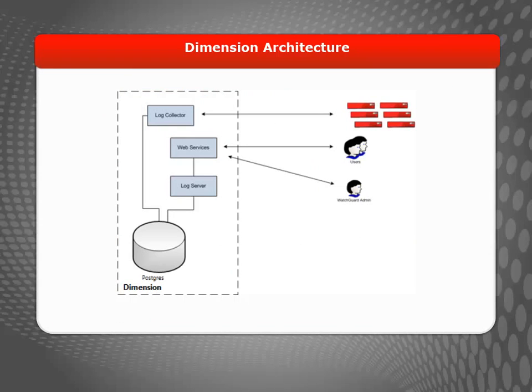How does Dimension work? The Dimension Log Collector receives logs from your network security devices. Your users can connect to the Dimension Web UI to view and interact with dashboards and reports based on that log data. The administrator can also use the Web UI to manage the Dimension deployment and backend database, which acts as the centralized storage location for the log and reporting data.